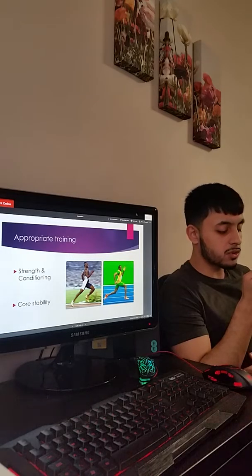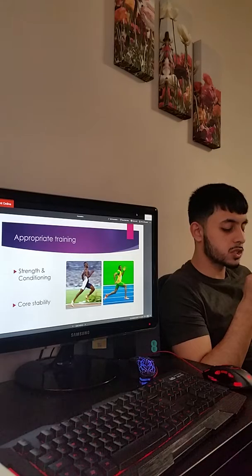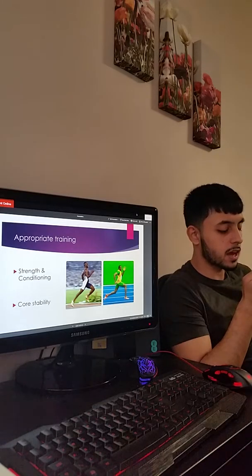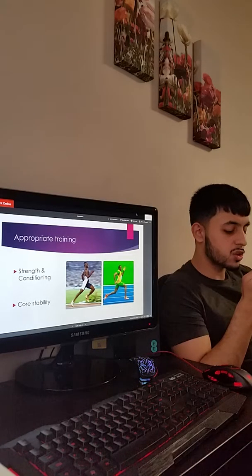Even after Derek's grade 3 hamstring tear, he should still aim to perform strength and conditioning for his hamstrings to ensure optimum rehabilitation of the hamstrings and so that they regain their strength.